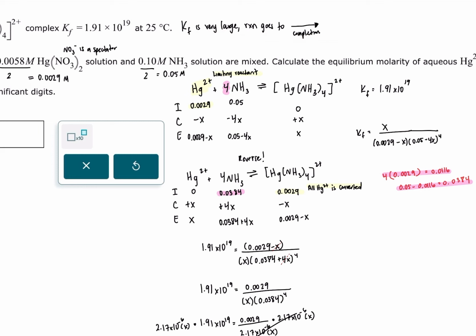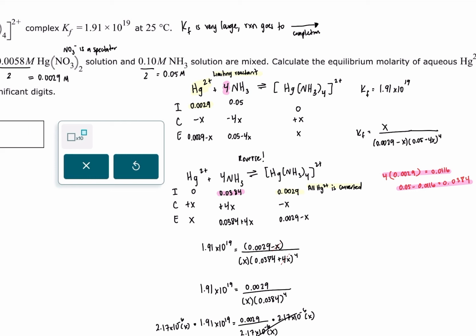So I just wrote out the exact same expression down here, rewrote my ice table, but I'm going to change up the values here. For Hg2+, since the reaction has already occurred, we're going to assume that all of this has been used to form the complex. So whatever number I had here for my initial concentration, I'm going to pop that right over here for the complex ion, and I'm going to put 0 for my Hg2+.